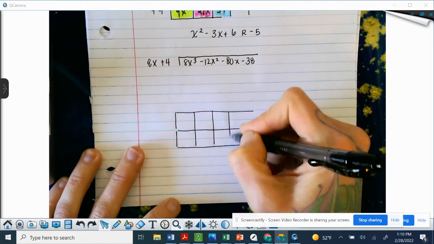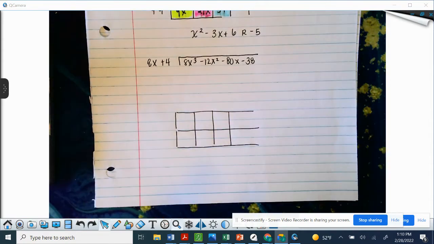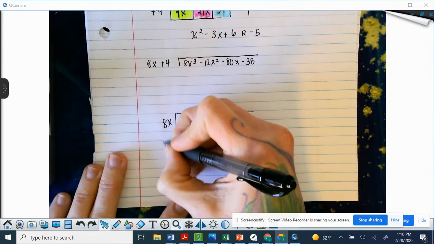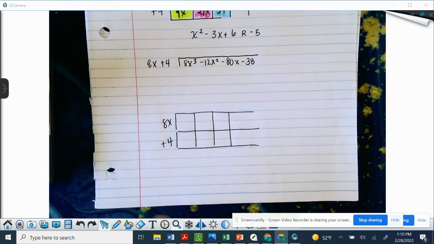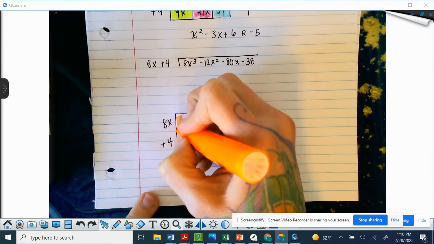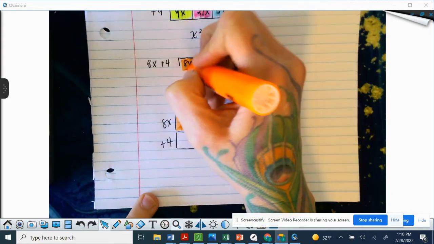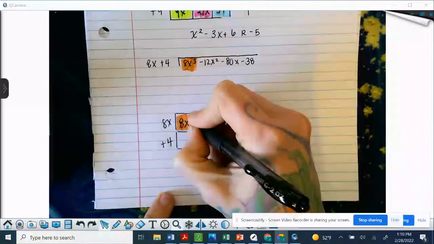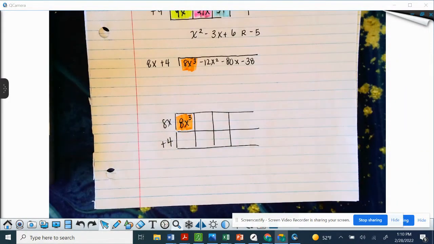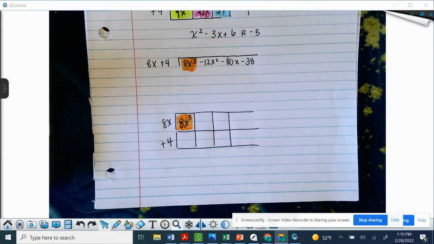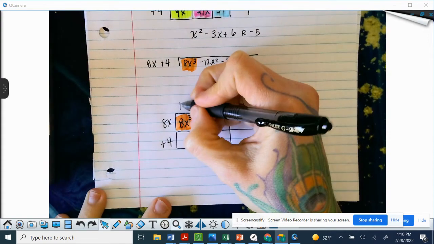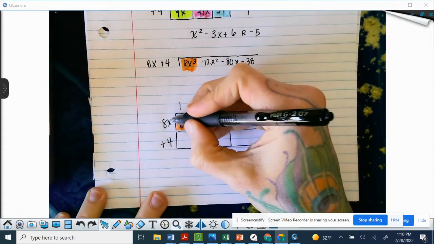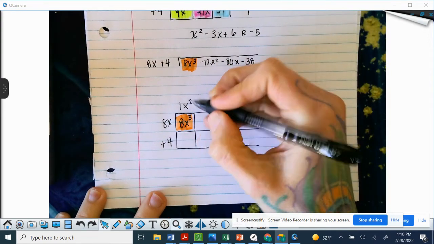I'm just going to start it. So we're going to have our binomial on the x side, outside, down the side. The first term goes inside the box in the first diagonal, or the first box. So that 8x cubed is going to go right there. Now, what did I multiply 8x by to get 8x cubed? Numerically, 1 times 8 gives me 8, and then x times x squared gives me that x cubed.